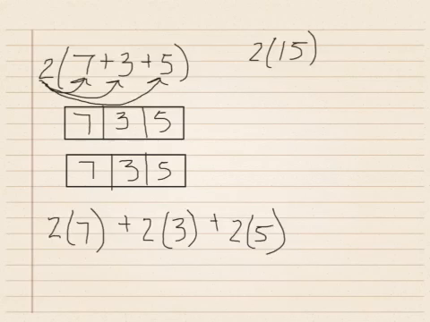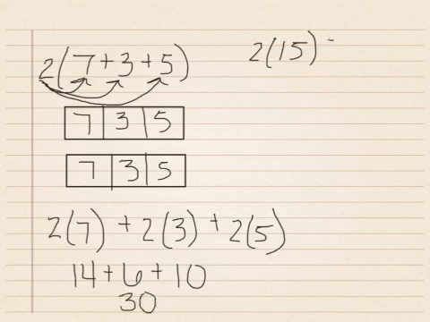Now, for the tickets, they spent $14. For the candy, they spent 6, and for the popcorn, they spent 10, and altogether they spent $30. To check our work, we know that two groups of 15 is 30. So now let's talk about what this really means.